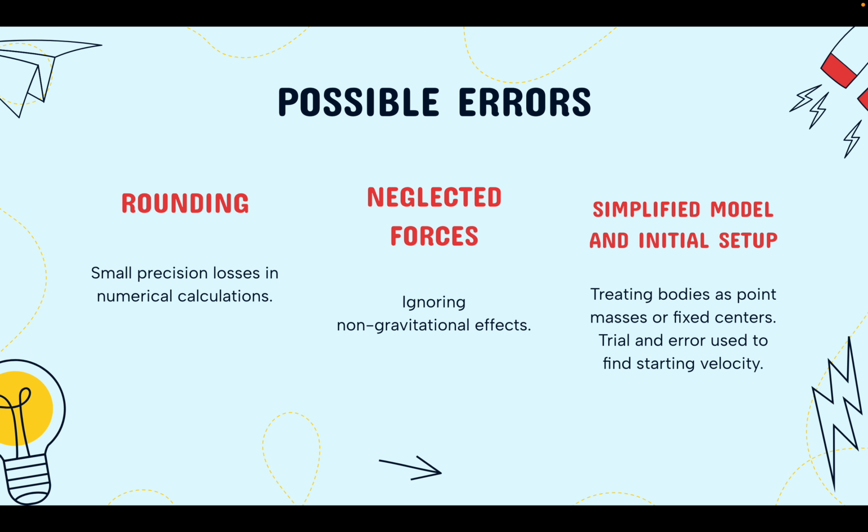And then some possible errors that could be in here is when I treated all the objects as point masses, which makes the math easier but isn't realistic. I ignored some forces like air resistance and other forces that might exist in space. And then there are also small, tiny rounding errors that build up over time. And then since I had a bit of trial and error to find the right starting speed, that could be a bit of an error. Even with all that, the results were still pretty accurate.